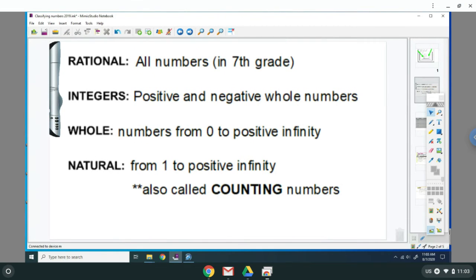So this is your vocab. Rational numbers are all numbers that you know in 7th grade. Integers are positive and negative whole numbers. Whole numbers are numbers from 0 to positive infinity, not including fractions or decimals. And natural is from 1 to positive infinity. Think of counting numbers. You start 1, 2, 3, 4.